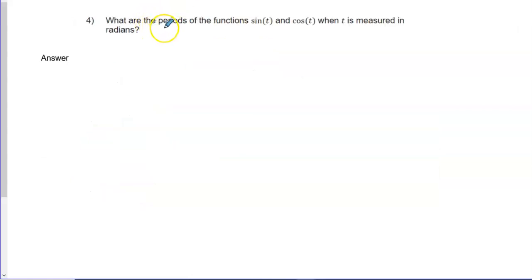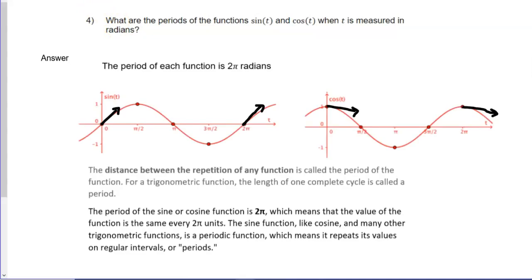What are the periods of the functions sine t and cosine t when t is measured in radians? I want you to pause this video, think about this question, make an attempt, and we will discuss it together. Now, the period of the cosine and sine functions is 2 pi.